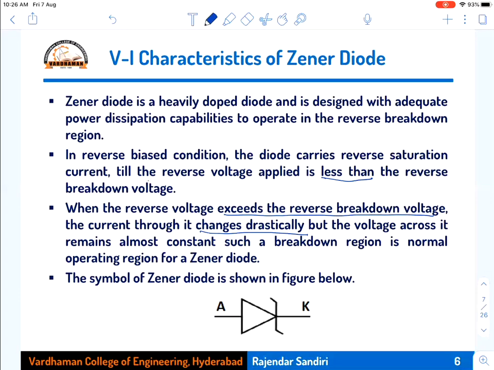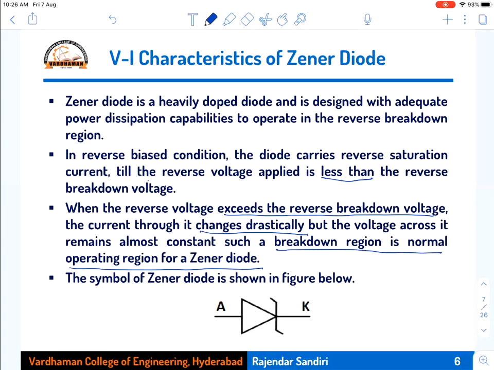Such a breakdown region is the normal operating region of the Zener diode. So for the Zener diode, the operating region will be that portion of the graph where, at the breakdown voltage, the current is drastically increasing. That particular region we will be using for the operation of the Zener diode, and that is used in the application called Zener diode as voltage regulator.